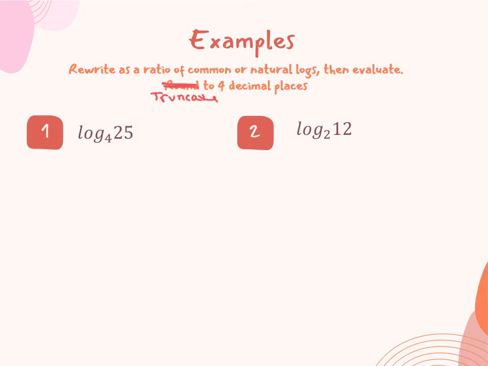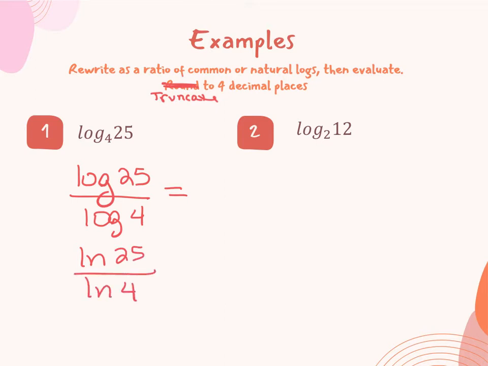So the instructions say to rewrite it as a common ratio. So you can either write this as log, and again, I'm doing big font, divided by little font, or you could also do ln 25 over ln 4. Both of these are going to give us the same answer, and they're both going to give us approximately 2.3219. So when it says to approximate or estimate, this would be a calculator question.